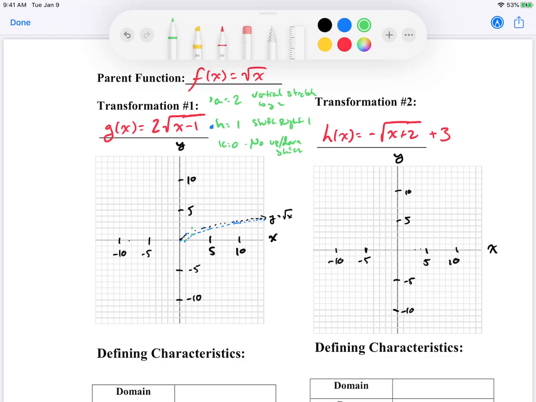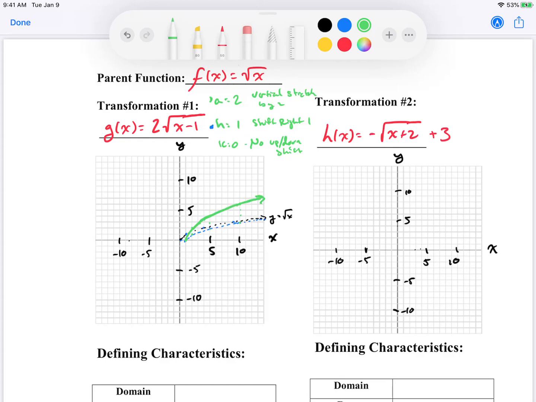So I'm going to go up 1, 2 more. And for this point right here, I went right 9, up 3. So instead, I'm going to go right 9, up 6: 3, 4, 5, 6. And so my finished graph should start here and look like this. Again, a rough sketch is okay.